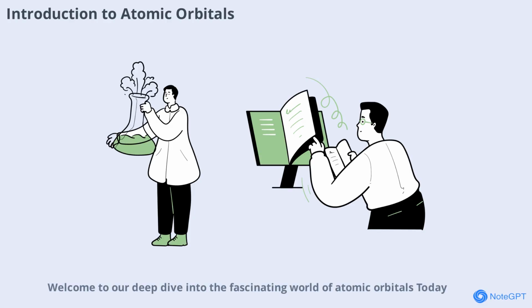Welcome to our deep dive into the fascinating world of atomic orbitals. Today, we'll unravel the mysteries behind the shapes and behaviors of electrons as they surround the nucleus of an atom. Understanding atomic orbitals is key to grasping how atoms bond, interact, and form the very matter that makes up our universe. Let's embark on this journey by first exploring what an atomic orbital actually is, and why it's so fundamental to chemistry and physics. Get ready to see atoms in a whole new light as we begin our exploration.